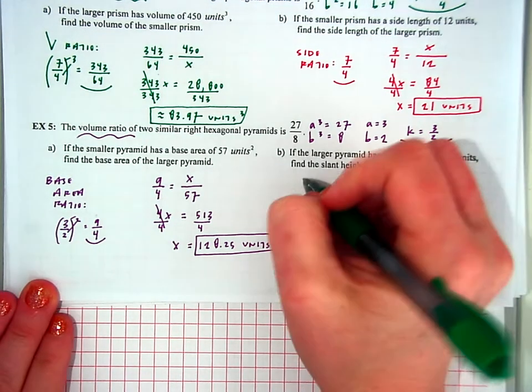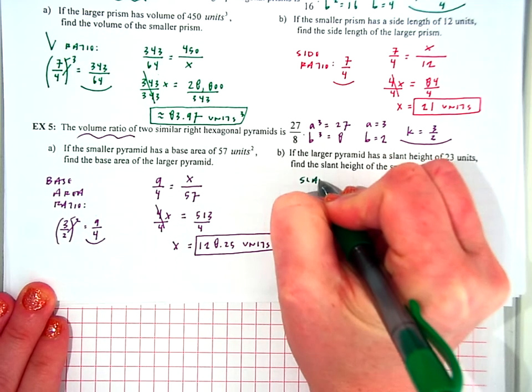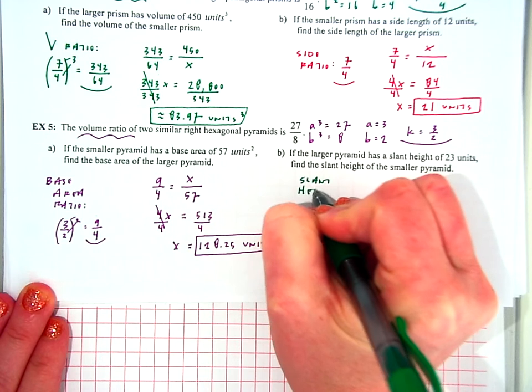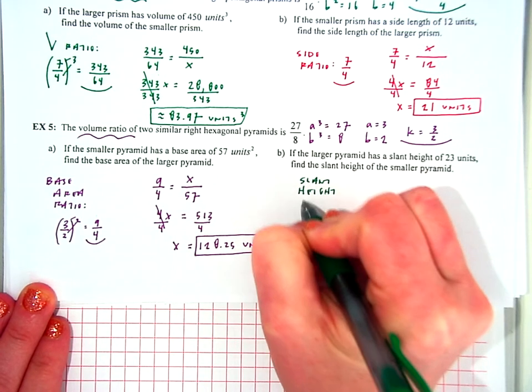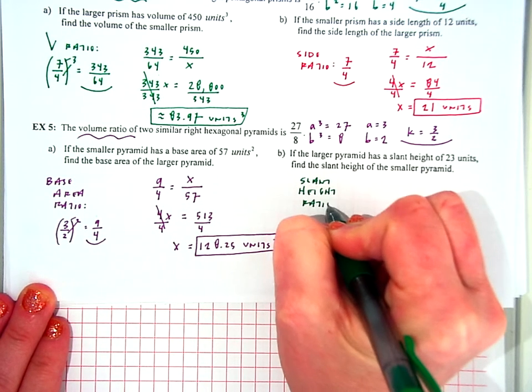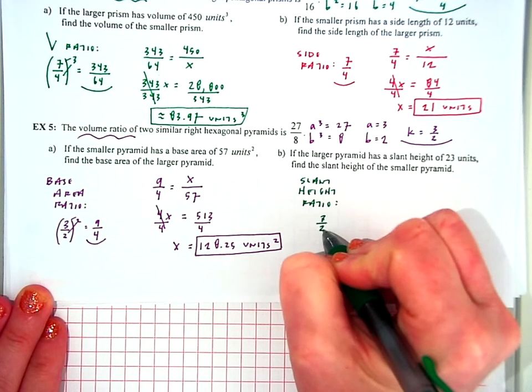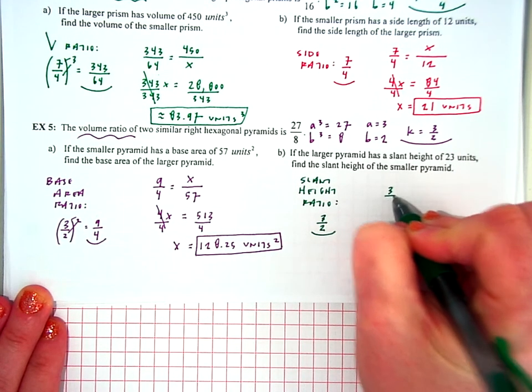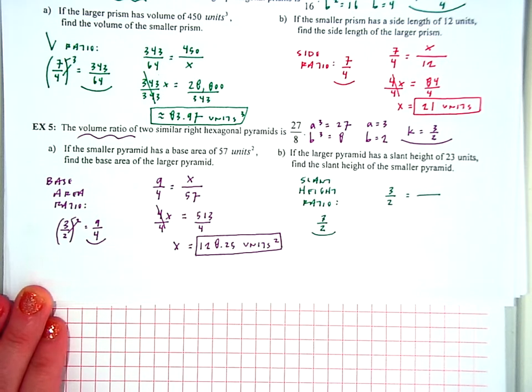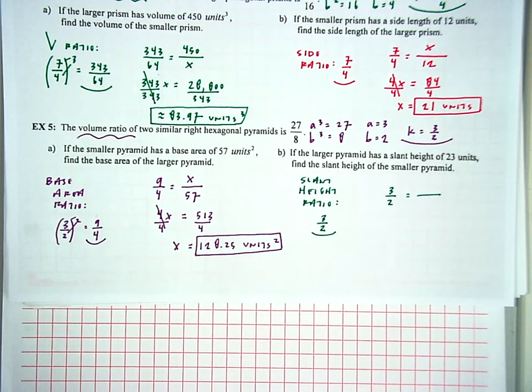Okay, all right, next up here, if the larger pyramid has a slant height of 23 units, find the slant height of the smaller pyramid. So slant height ratio, got to start there. It should be the same as the scale factor, so 3 to 2.